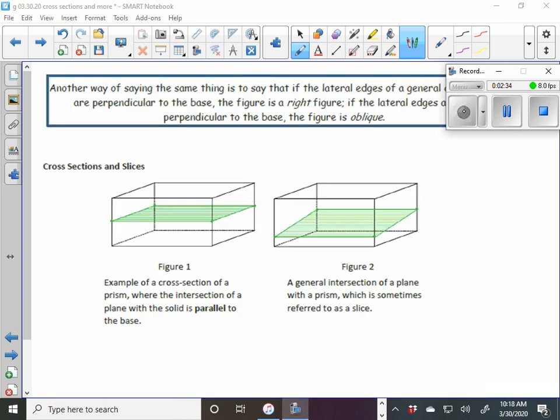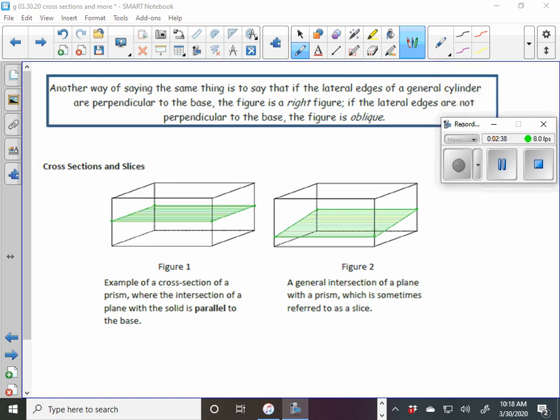Okay, we're going to jump to page 83 on this. The boxes are obviously important here. Another way of saying the same thing is to say that the lateral edges of a general cylinder are perpendicular to the bases if the figure is a right figure. If the lateral edges are not perpendicular to the base, then the figure is oblique.